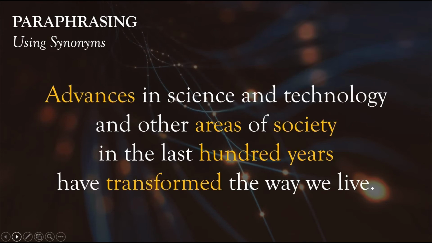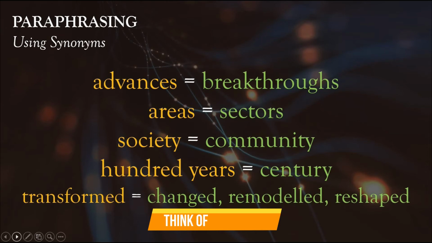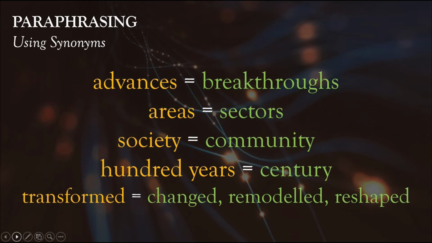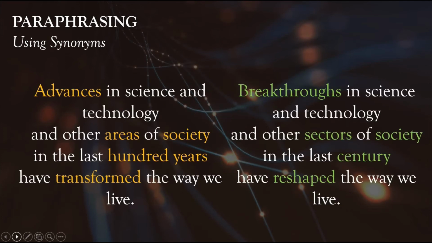So we've highlighted these words: advances, areas, society, 100 years, and transformed. And then we'll try to think of synonyms for those words: breakthroughs for advances, sectors for areas, community for society, century for 100 years, and for transformed we can use change, remodeled, or reshaped. For the purpose of this tutorial, I'm using the word society rather than community because I think society is more appropriate. So the sentence on your left is our original sentence, and we've got the paraphrased sentence using synonyms on your right.